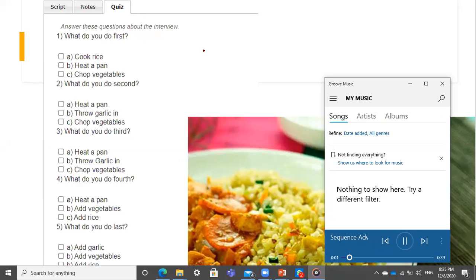So, Jill, how do you make that fried rice again? You've forgotten already? Okay, first you need to cook the rice. Then, while it's cooking, you can chop the vegetables. After that, heat some oil in the pan and throw in the chopped garlic. Then you can add the vegetables and finally the rice. And don't forget, keep stirring as you add everything.